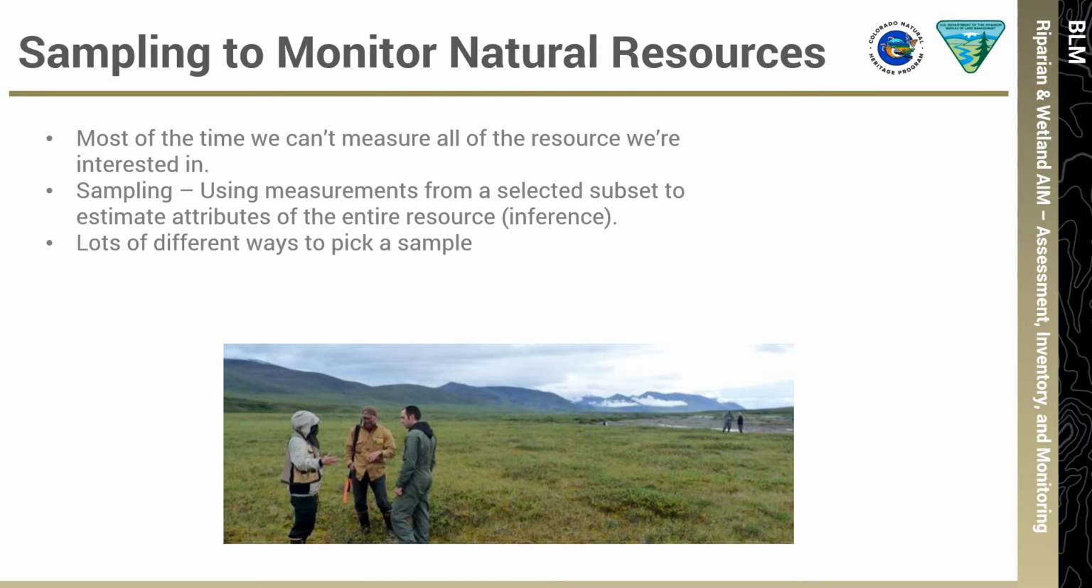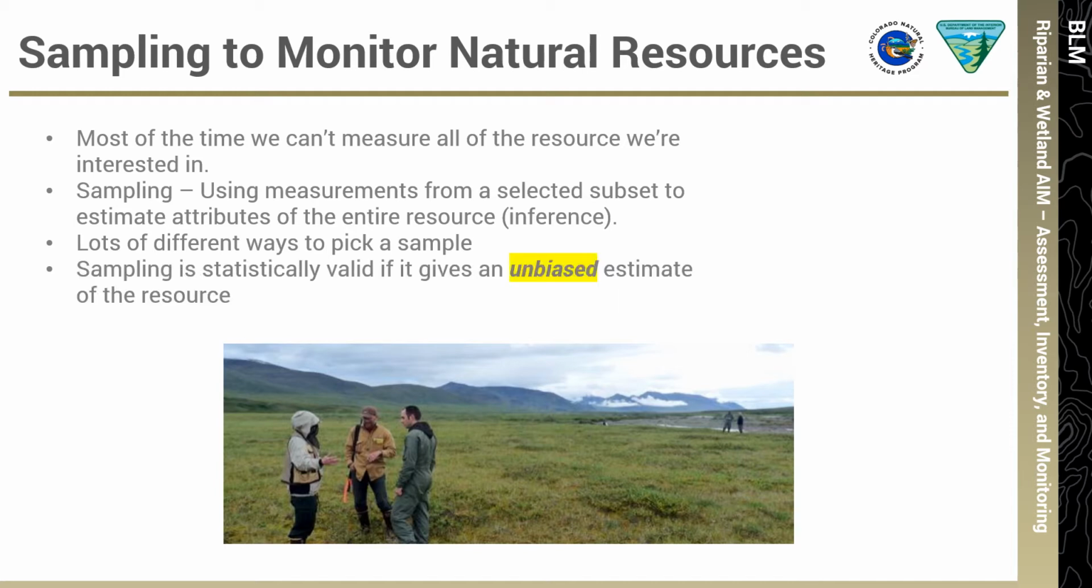Most of the time, we can't measure all of the resources we're interested in. We simply don't have infinite time or resources. Thus, we must sample or subsample our resources. Sampling is using measurements from a selected subset to estimate attributes of the entire resource. In other words, to make inference to the condition of the entire resource. There are lots of different ways to pick a sample. Sampling is statistically valid if it makes inference to an entire resource if it gives an unbiased estimate of the resource.